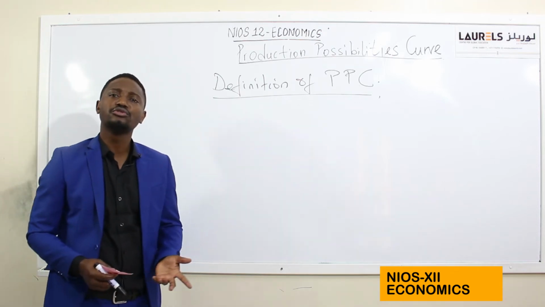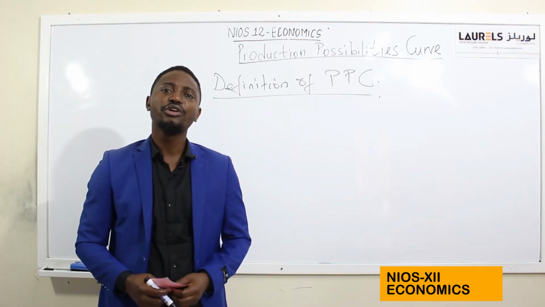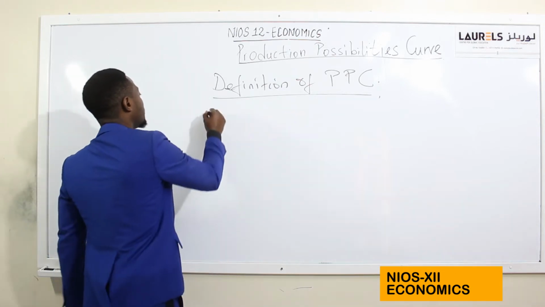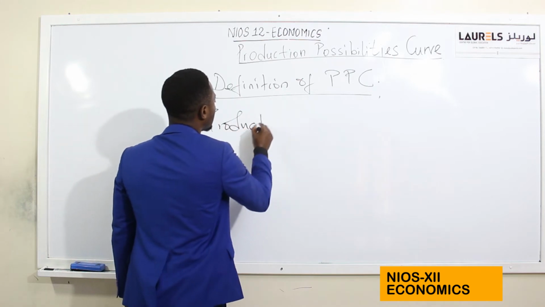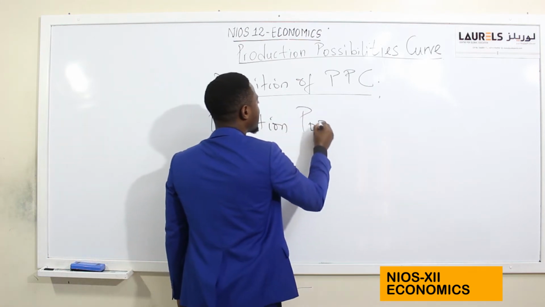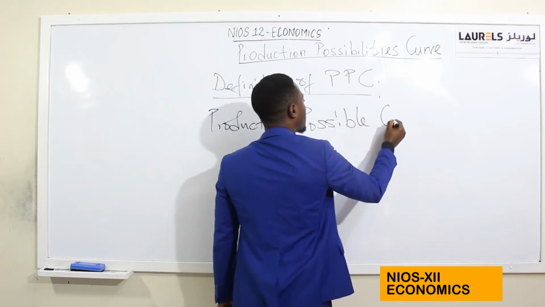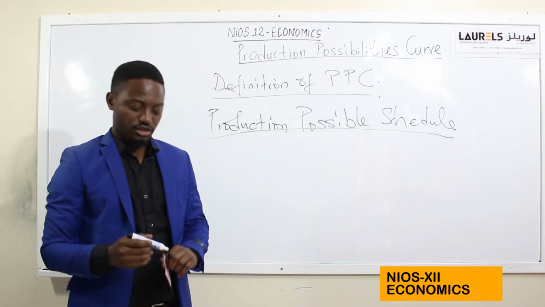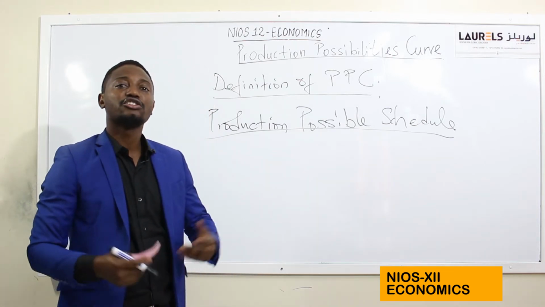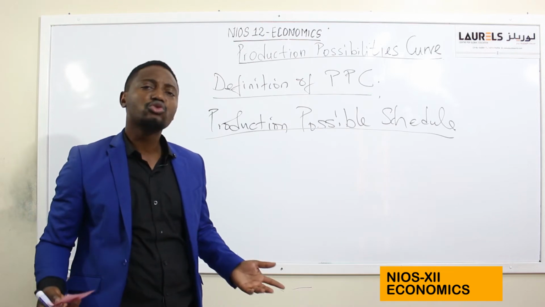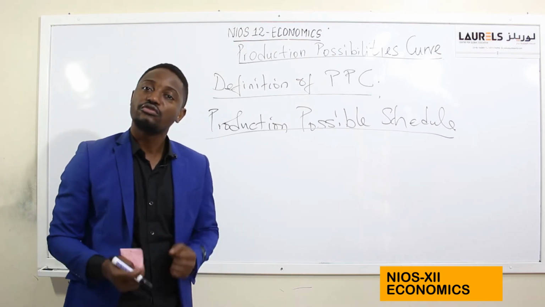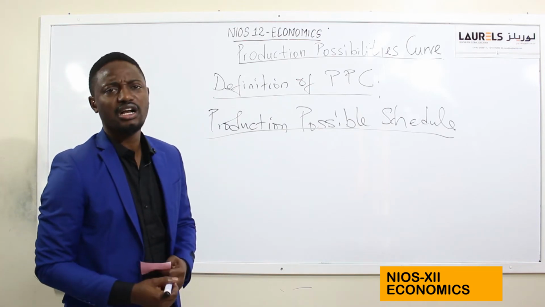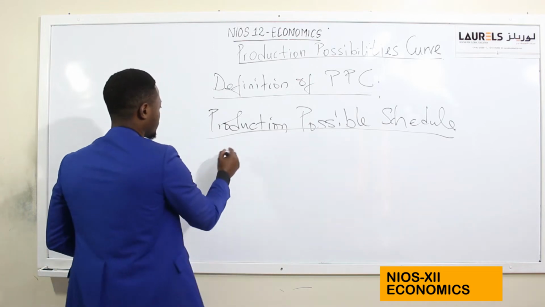For us to be able to produce the production possibility curve, we need to first of all have what is known as the production possibility schedule. This production possibility schedule is a table that shows a combination of two goods which can be produced from a country's available resources. So let's have a hypothetical production possibility schedule.